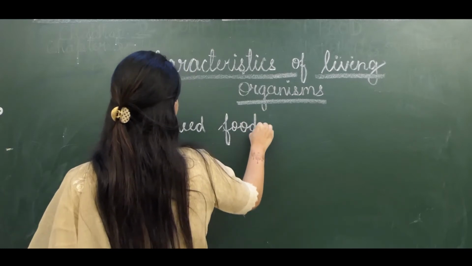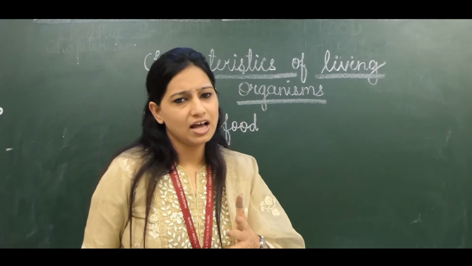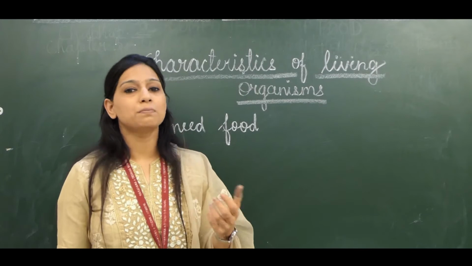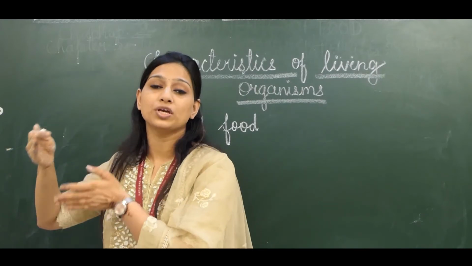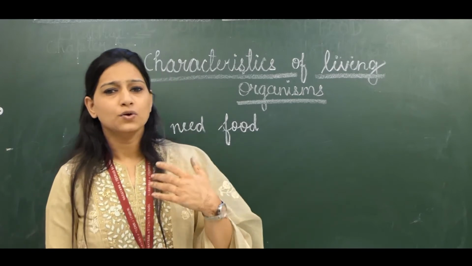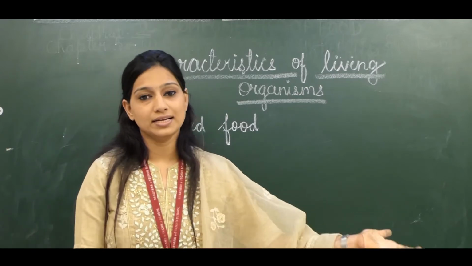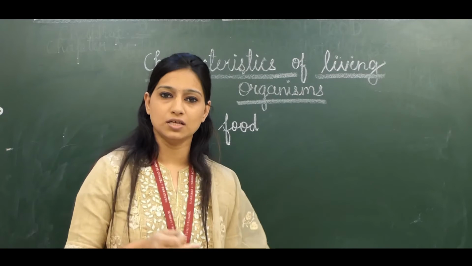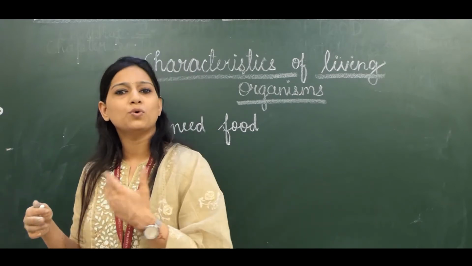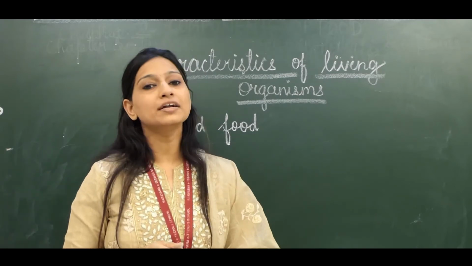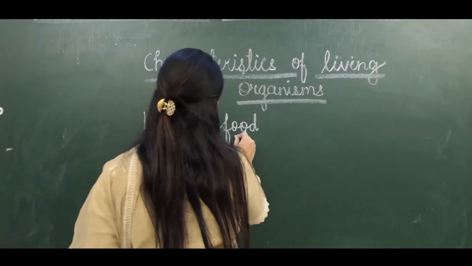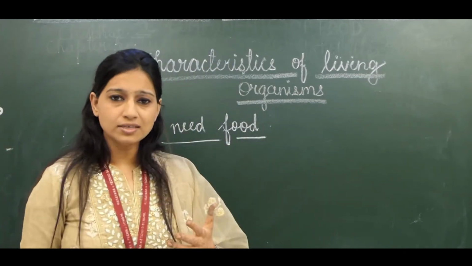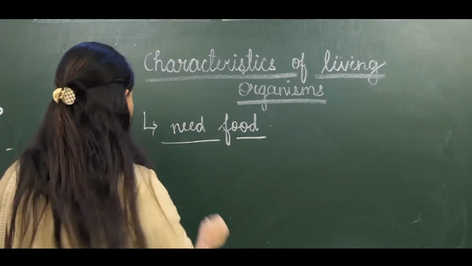So when we talk about the plants, they do not eat, I know, but they prepare their food by photosynthesis, which is then continuously going on to different levels, right? We and the herbivores are eating the plants, the carnivores are eating the herbivores, and the omnivores are eating both the herbivores and the carnivores. So all the living organisms need food, plants or animals.